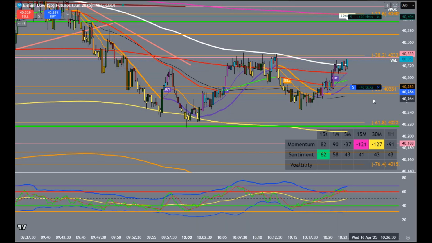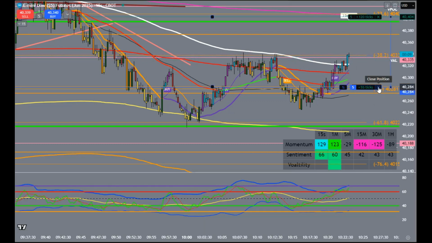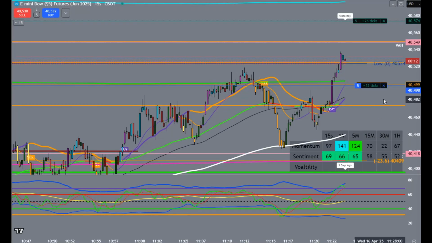Now we're testing this value area, this val line at minus 38.2. We're going to lock in 54 points. This is the best part about the optimizer. Notice how we're able to read this data. There's no more short data.